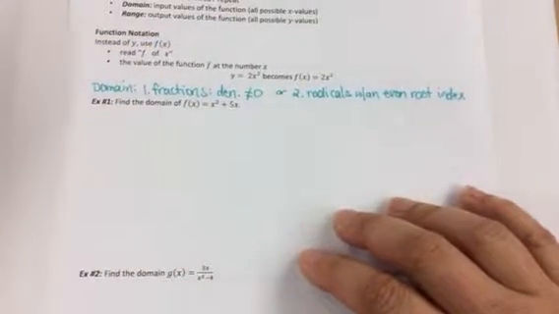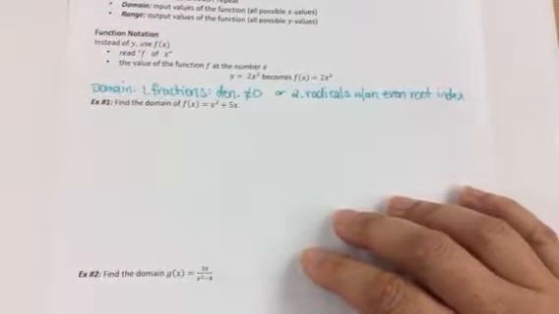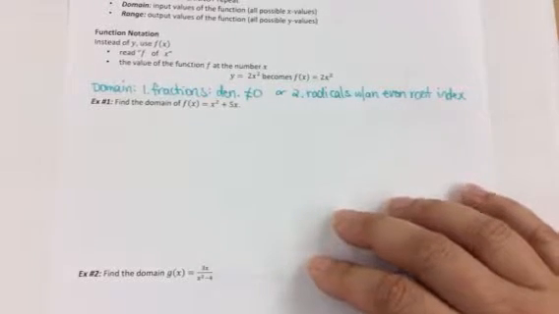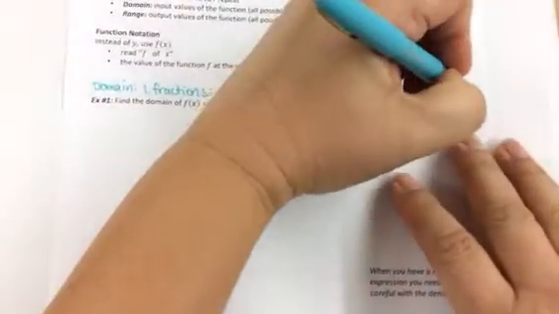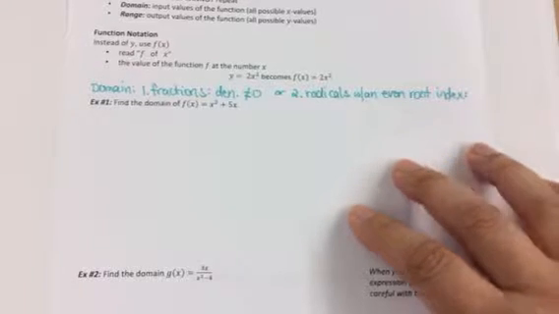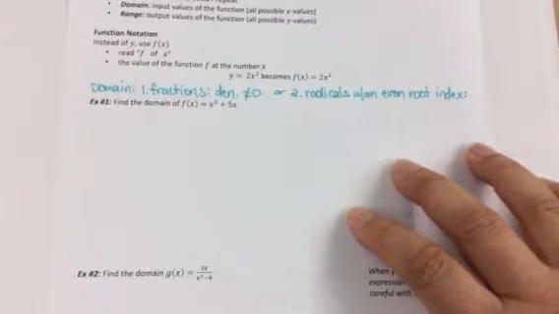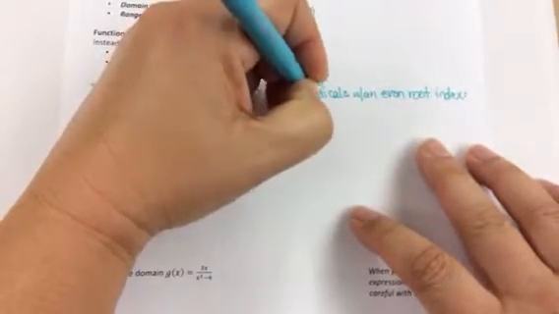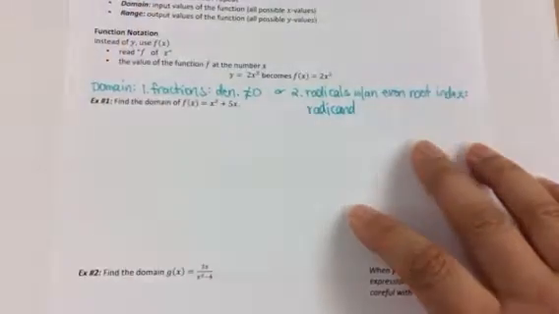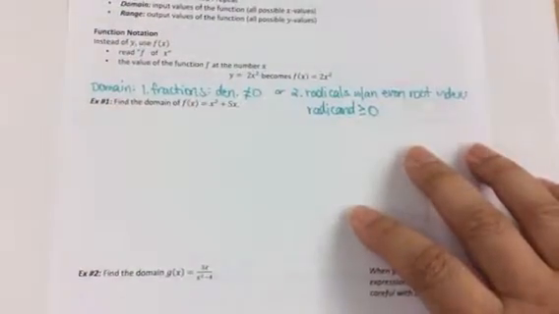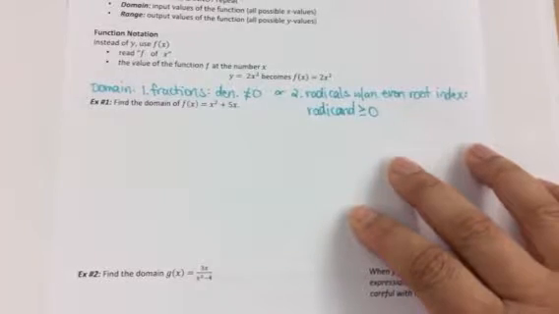So with odd root indices, we can take cube roots and fifth roots of negatives. For example, the cube root of -8 is -2. But with even root indices, we cannot take roots of negatives. For example, the square root of -4 does not exist in the real number system. It's imaginary, right? So when we're talking about domain, we're talking about real numbers. So the radicand, the thing under the radical, has to be greater than or equal to 0, because I can take the square root of 0 or the fourth root of 0, right?